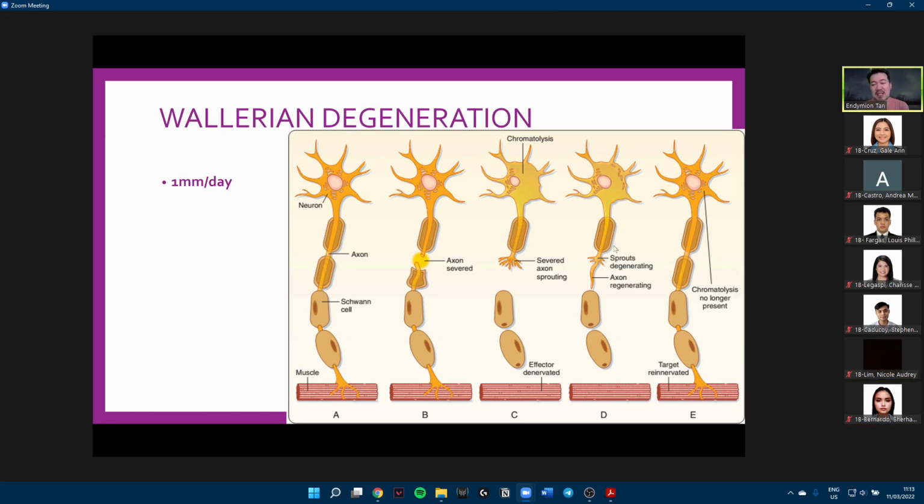But since this is the peripheral nervous system, I told you one cell would give myelin sheath to one axon. So this one is having a very good prognosis because the axon can regenerate at the rate of 1 millimeter per day. Medyo matagal, pero at least nag-recover siya, okay?